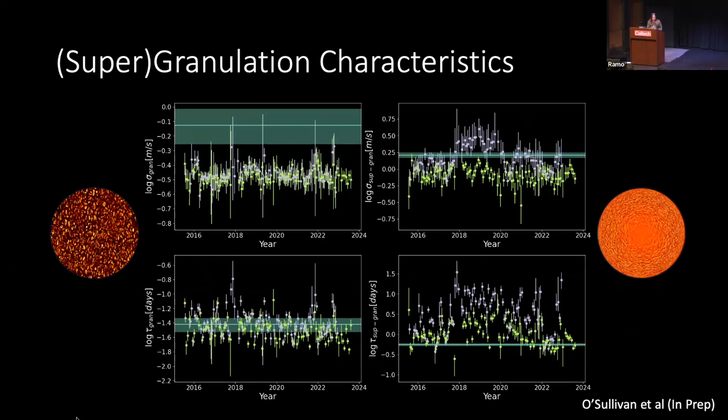We have the granulation results on the left-hand side, and the supergranulation results on the right-hand side. The top panels are the variance data, log 10 of the variance in meters per second, and on the bottom we have log 10 of tau in days. The SDO quiet solar results are given in pink, and the Yara quiet solar RV results are given in green. These vertical bars are the results found by Almiller et al. in 2023. If you look at the granulation results, they're pretty consistent. It's pretty much what we'd expect.